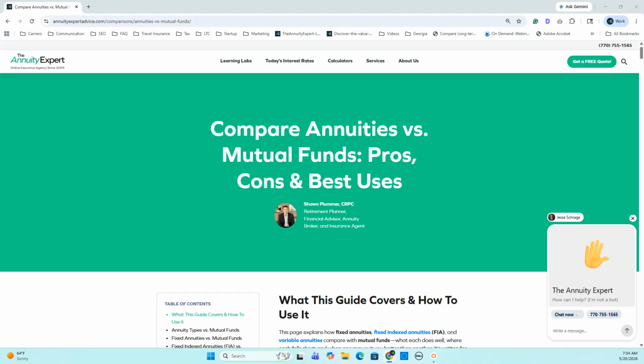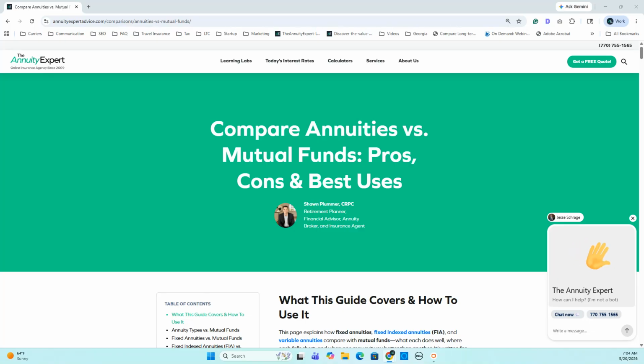And then there's the registered index linked annuity. This is a hybrid annuity. Basically, if the variable annuity and the fixed index annuity had a baby, this is the RILA annuity. And basically, you can get more upside than a fixed index annuity, but you have the opportunity to lose money up to a certain extent before protections come into place.